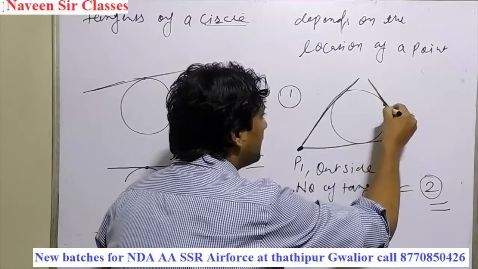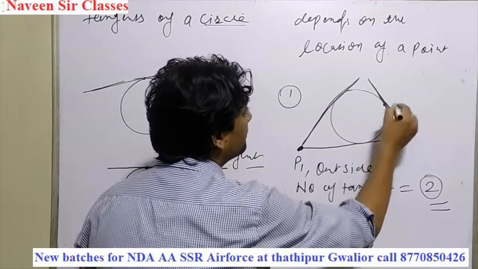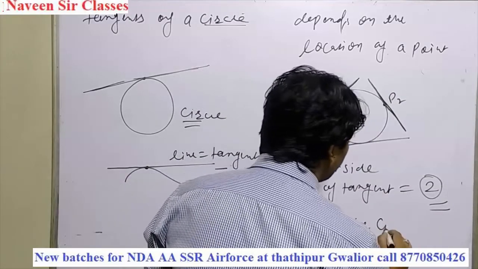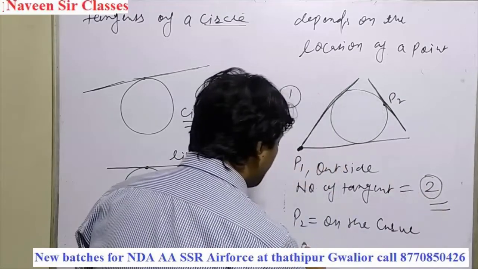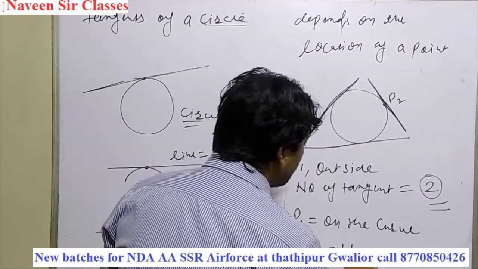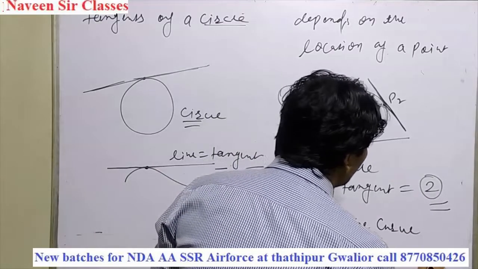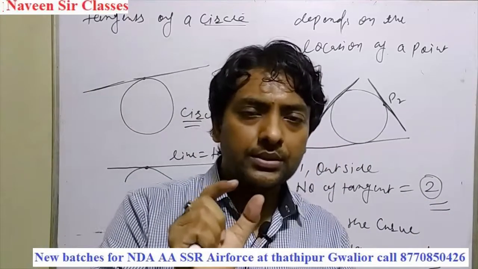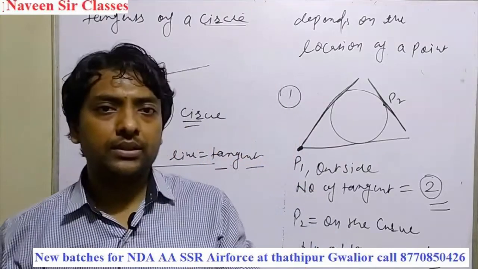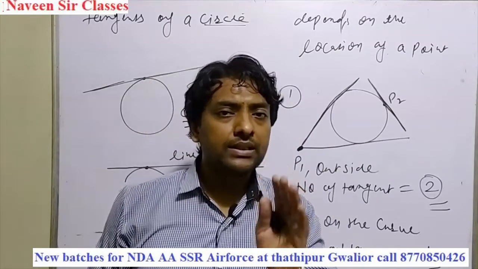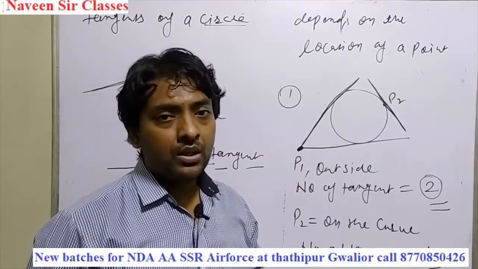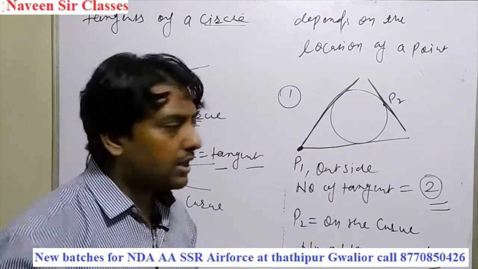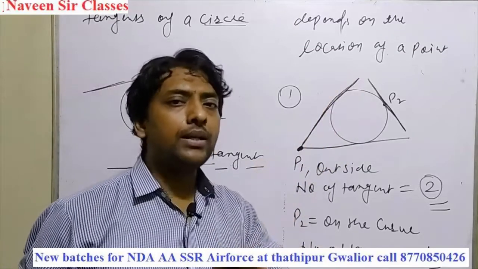Condition number 2: the point is on the curve or on the circle, then the number of tangents would be 1. So if a point lies on the circle, then only a single tangent can be drawn. Now we are going to find out the equation of a tangent if the point lies on the curve or any circle.